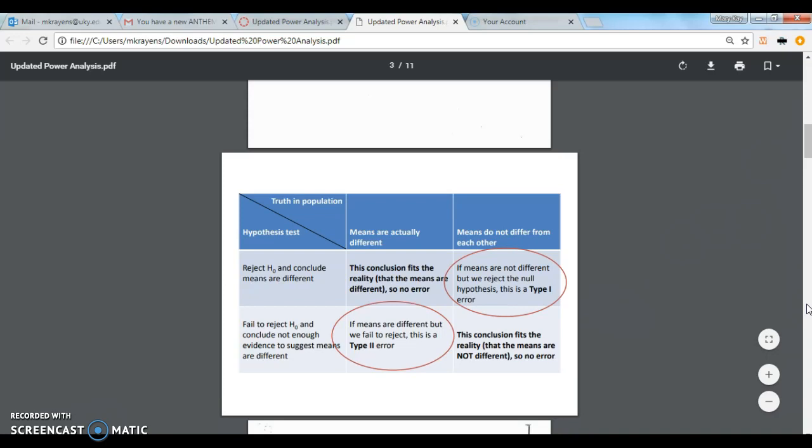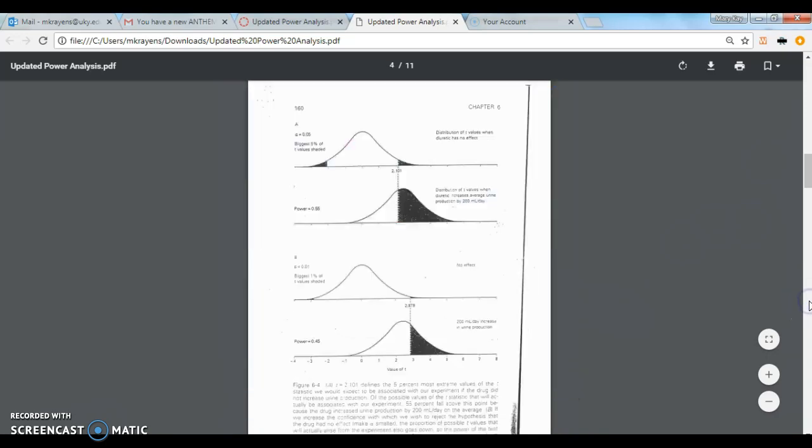Again, we won't know when we're committing either type 1 or type 2 error, but we try to set the alpha and the beta at such a level that the likelihood of making that type of error is small. To make this a little bit more concrete, I have several examples of how differing levels of alpha level, sample size, and variability influence statistical power.